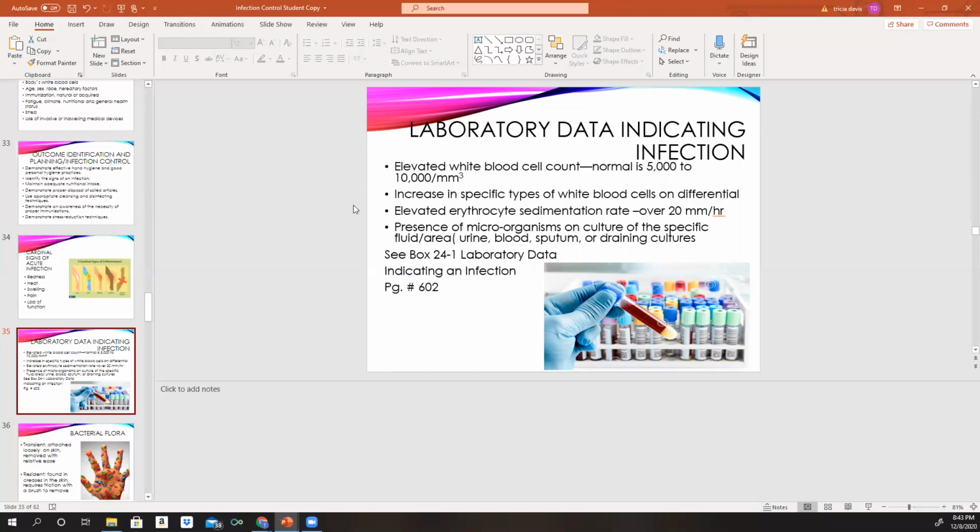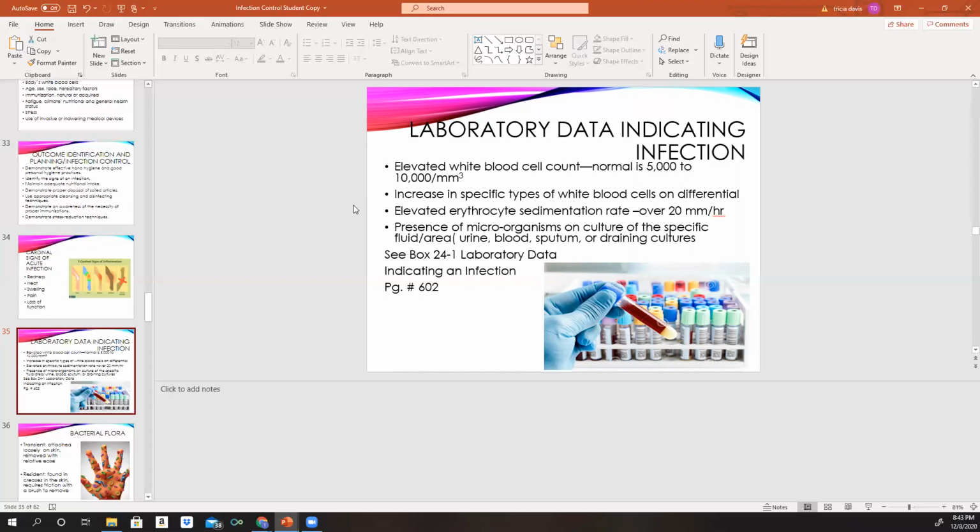So then we will also see an increase in specific types of white blood cells. On a differential, there's a lot of them, neutrophils, eosinophils, all that. Then we have elevated erythrocyte sedimentation rate. So usually when you see that, that's an indicator of inflammation, which can be an indicator of infection. And if that was elevated, it would be over 20 an hour.